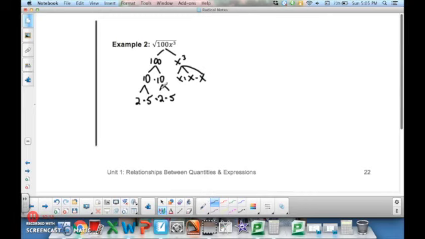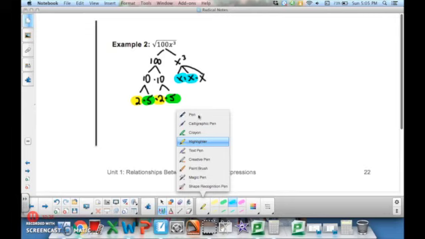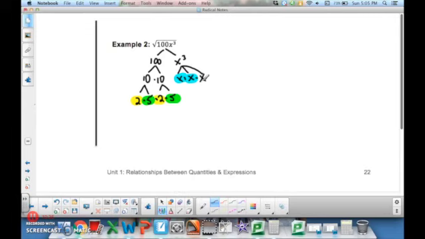Now, that's step one. Now the next thing I need to do is go through and find all of my pairs. I have a pair of 2s. I have a pair of 5s. I also have a pair of x's, and that's important to note. The only thing that's left without a friend here is this last little x. So that's going to be my one little singleton guy that's going to hang out.